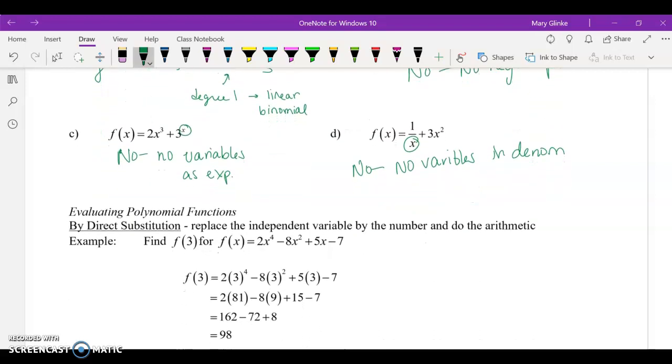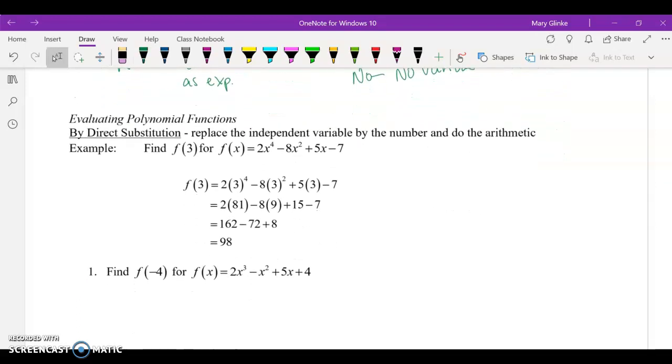Okay, so we can actually evaluate functions. You can use direct substitution by taking f of 3 and just plugging 3 in anywhere you see an x. Once you do that, you just evaluate using your order of operations. So exponents go first, then you multiply by the number out in front, and then you combine all like terms.